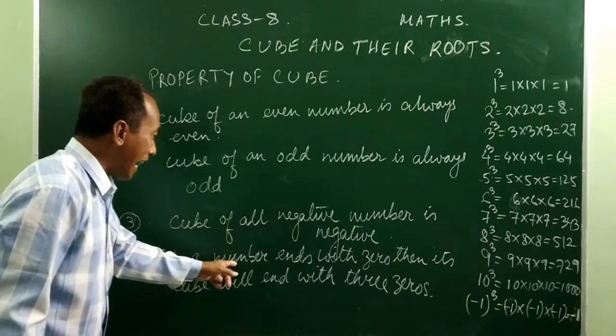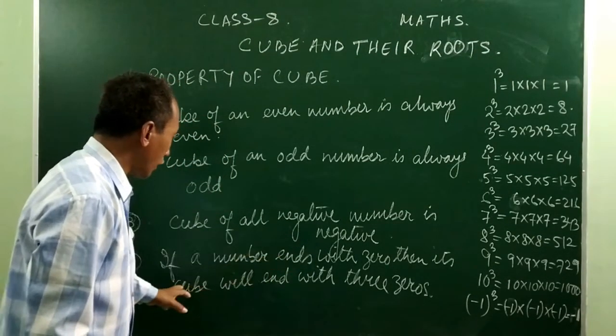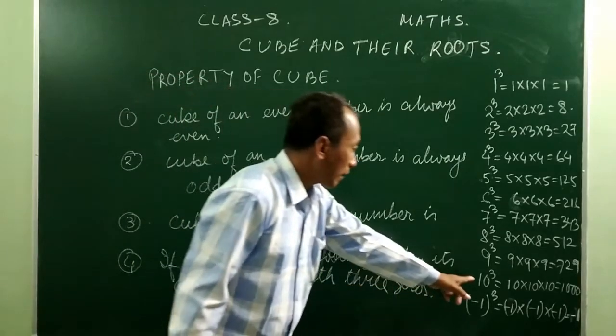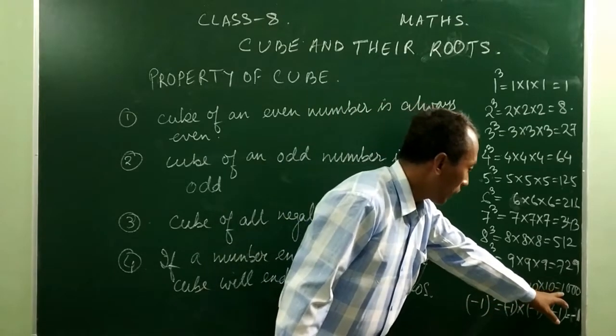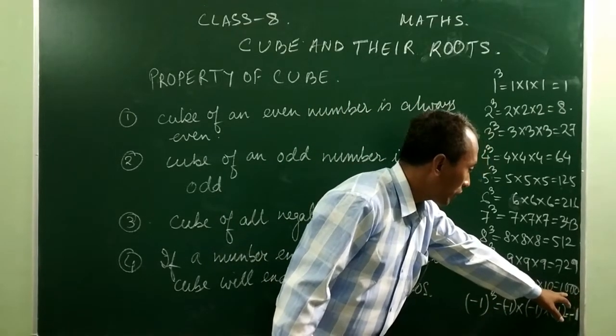If a number ends with 0, then its cube will end with 3 zeros. Here I have given you one example, 10 cube. The cube is 1000, so it ends with 3 zeros.